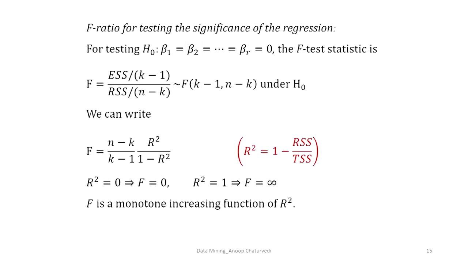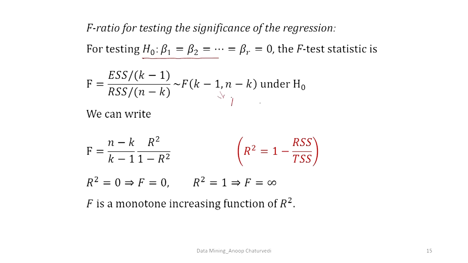Now, suppose you are interested in testing the significance of the entire regression. For that purpose, we use the F-test. So, you are interested in testing the hypothesis H naught: beta 1 equal to beta 2 and so on equal to beta r equal to 0. Then the F test statistic is F equal to ESS upon (k minus 1) upon RSS upon (n minus k). And under H naught, this statistic follows an F distribution with k minus 1 and n minus k degrees of freedom. So, on the basis of this result, you can form the critical region for testing H naught.